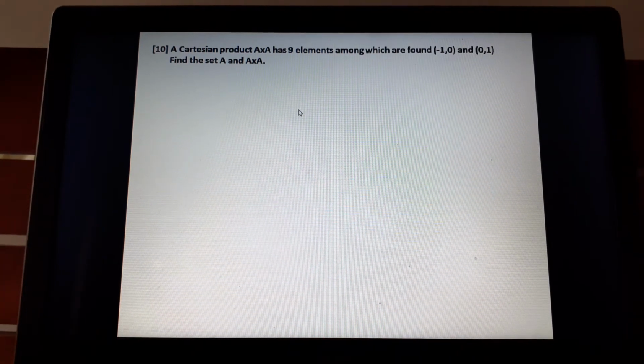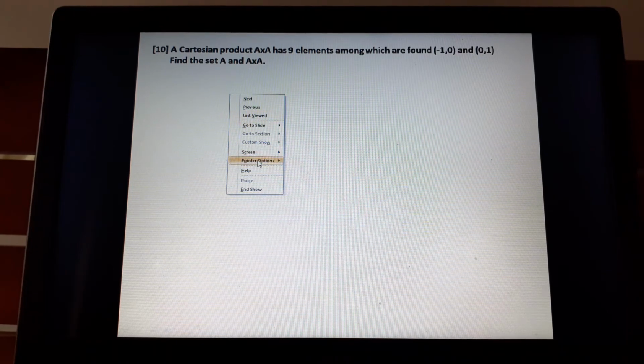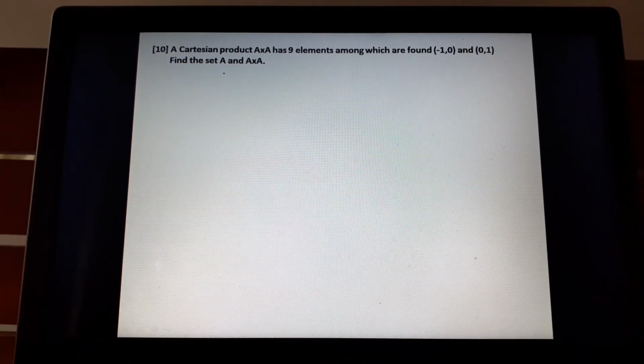So the next question: a Cartesian product A cross A has 9 elements, among which are found to be (-1,0), (0,1). Find the set A and A cross A also. So one step extra. It is exactly similar to the previous one. Let us do this question because one addition is there. That means you have to find A cross A also.